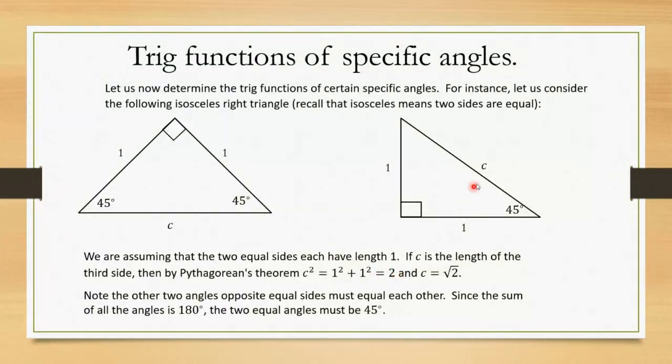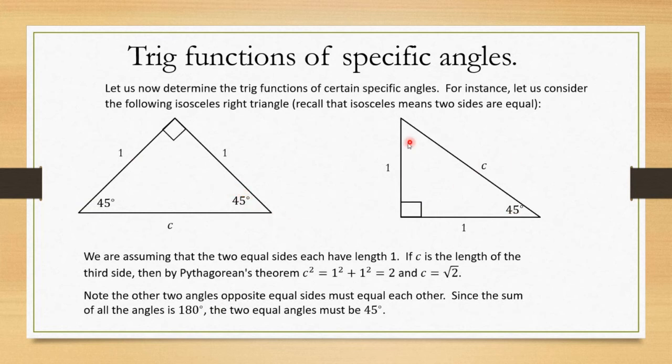So if c squared is 2, then c here has to be the square root of 2. And here I'm just saying that these two angles have to be 45 degrees. As I said before, neither of these can be 90 degrees. That's impossible, because then they both would have to be equal to each other since they're opposite equal sides. But in a triangle, remember, the sum of the angles is always 180 degrees. So that's just basic geometry.